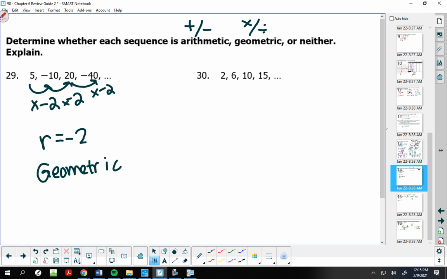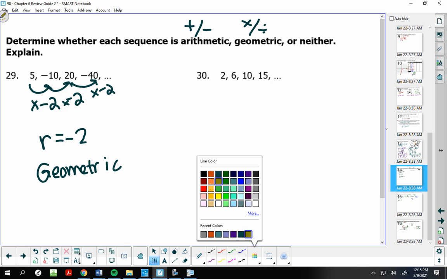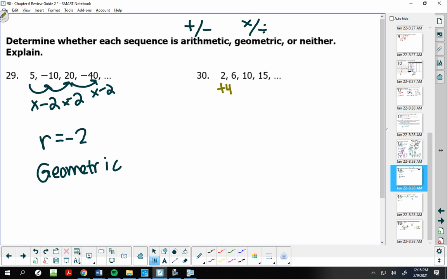Here, 2 to 6, you're adding 4. 6 to 10, you're adding 4. 10 to 15, you're adding 5. So that's why you have to check all of them. Okay, you can't just check the first two. So that's actually neither. And it's not multiplication, right? Times 3 times not 3. So this one's neither. No common difference or common ratio.